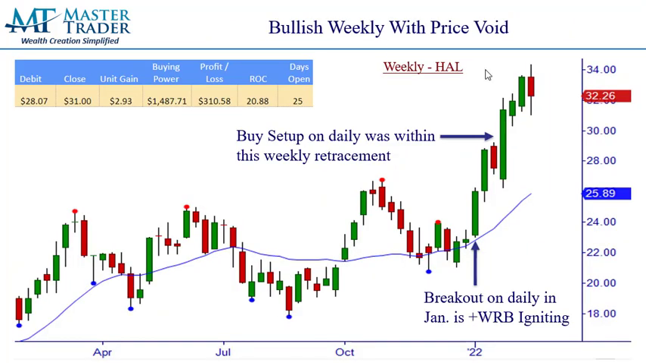I'll come back to the management in a moment, but let me show you the weekly chart now, which is where I said it was a core long. Now we entered the buy setup that I just showed you.